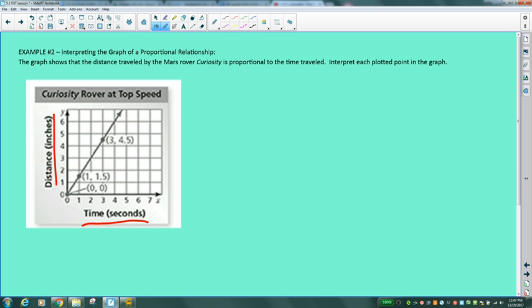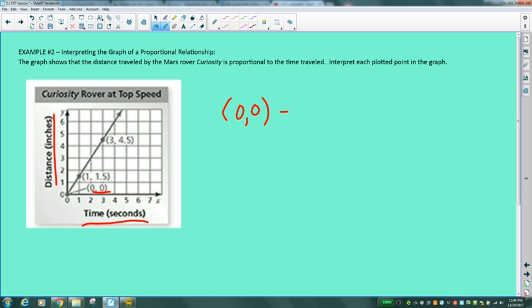I'm going to start with the first point. The first point that they have marked is the origin, 0, 0, and I want to make sense of what this actually represents. The first value relates to the time, because that's your x value, and the second relates to the distance, or inches. When I'm talking about speed, I'm talking about how far I go in a certain given amount of time.